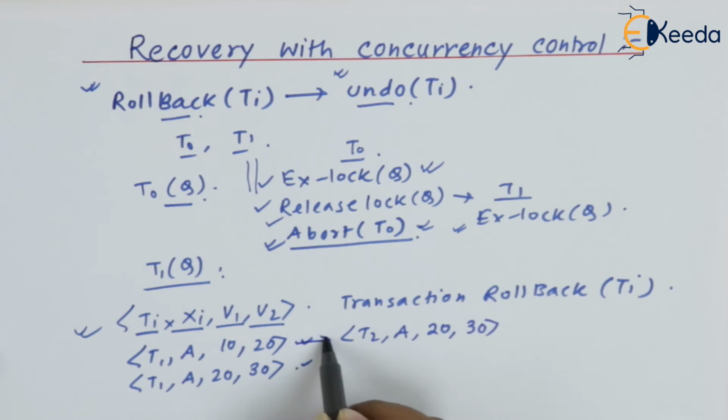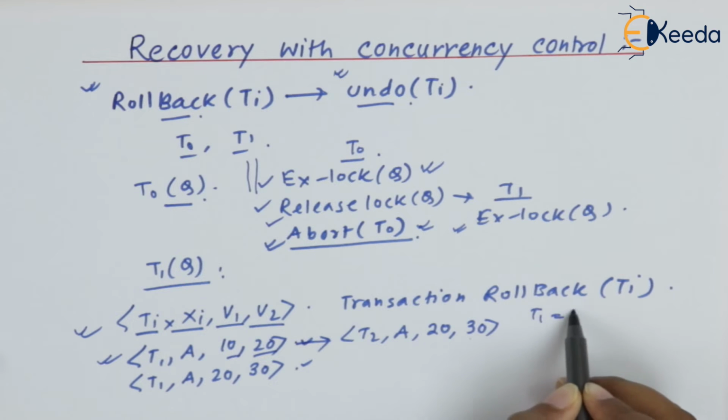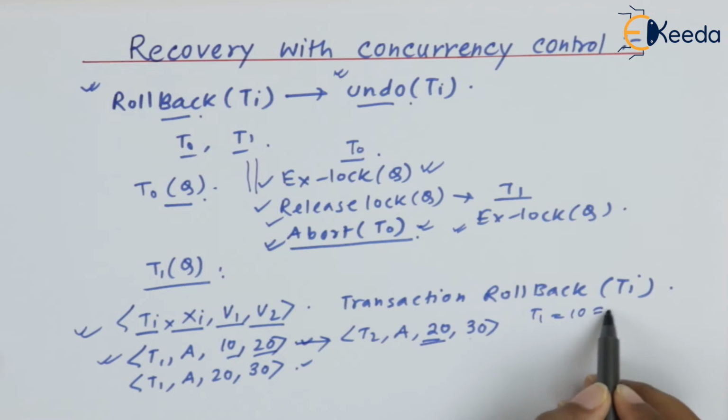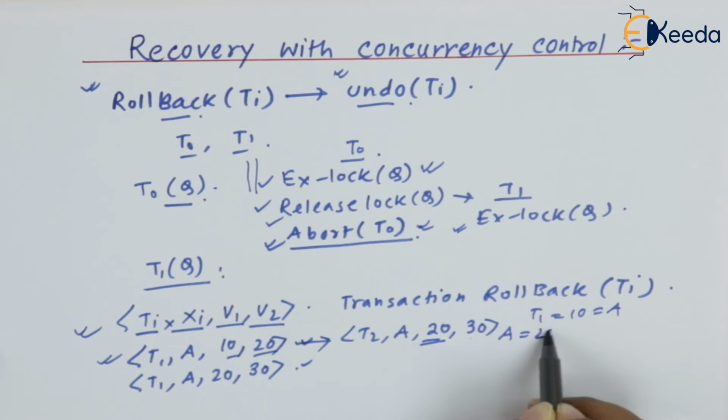So if T1 is followed by T2, then after rollbacking we can go from 30 to 20 or from 20 to 10. If we roll back this transaction T1, we can have 10, whereas in T2 we have the value of A as 20. That becomes a problem because it is giving us an inconsistent value of A.